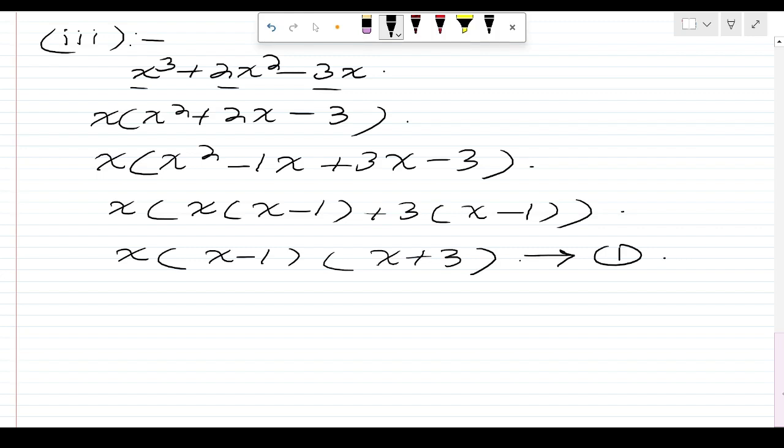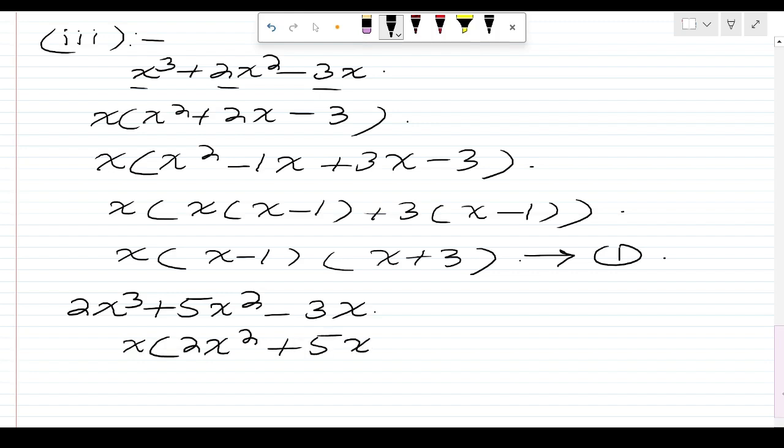first factorized expression. Now the second part of this expression is 2x cube plus 5x square minus 3x. Now how are we going to simplify this? We'll just do the same process, take x as a common value. So we can write x bracket 2x square plus 5x minus 3. Now what do we need to do next? We can just write x bracket 2x minus.